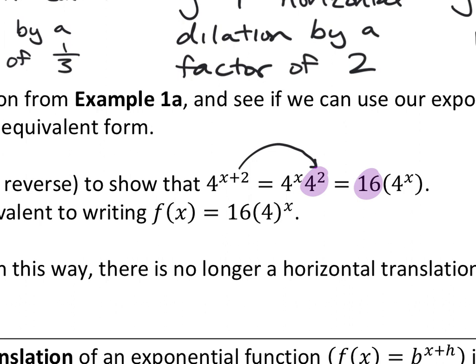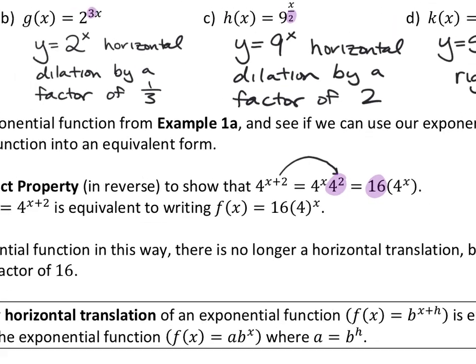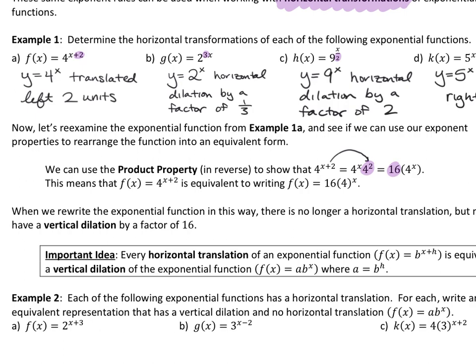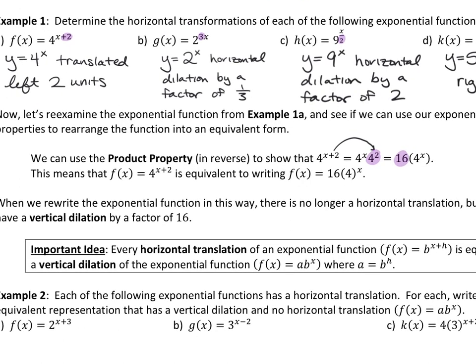That's a completely different function that's going to end up looking the exact same on my graph. They are equivalent. But this does not have a horizontal transformation anymore. What kind of transformation is that? It is a vertical dilation by a factor of 16. So weird. We are saying that a horizontal translation and a vertical dilation could end up being the same function.